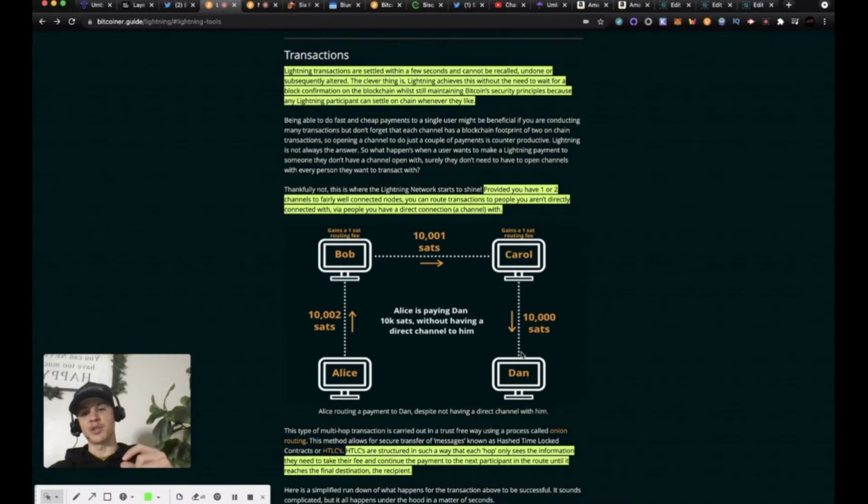And then obviously you want to make sure that your node is on all the time. So if you unplug your node at any time, it's going to make your node less attractive for other people to route payments to you because you're seen as unreliable. That's something you want to keep in mind. But this is something I'm learning about more. Literally, I just learned about this process in the past month.